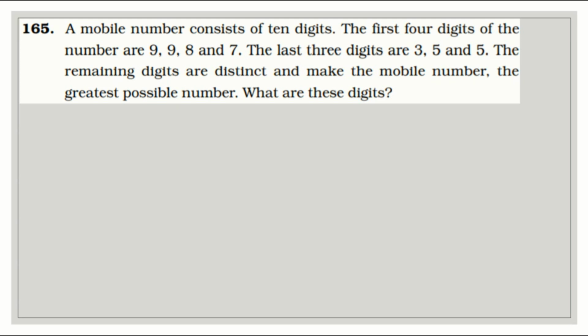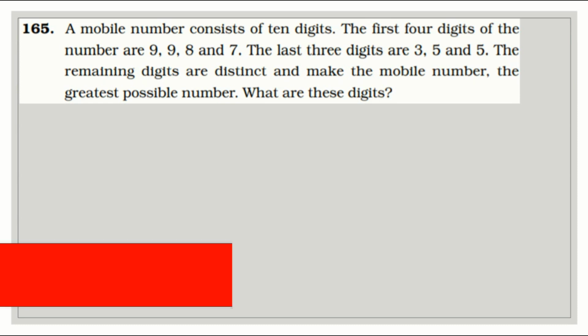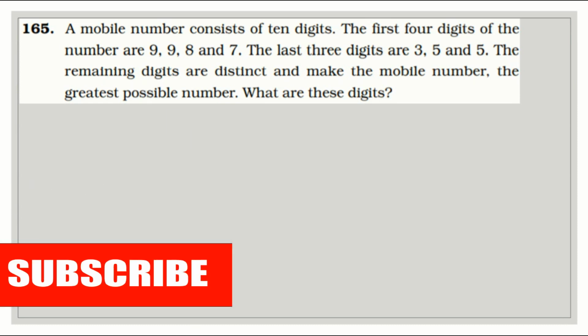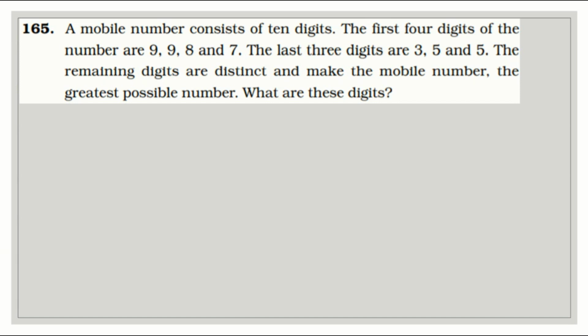In question number 165, we are given a mobile number that consists of 10 digits. The first 4 digits are 9987. The last 3 digits are 3, 5 and 5. The remaining digits are distinct, and we make the mobile number so that it is the greatest possible number. Therefore, what are the digits?